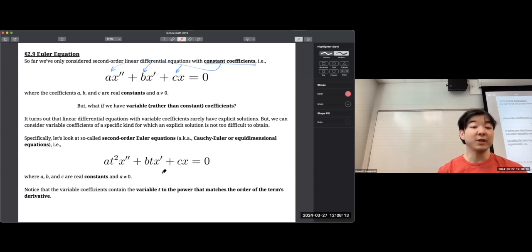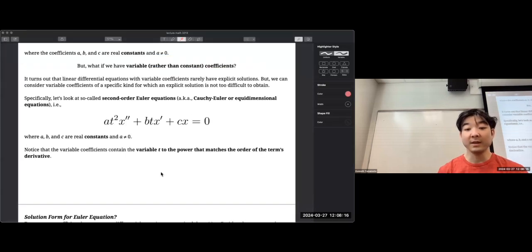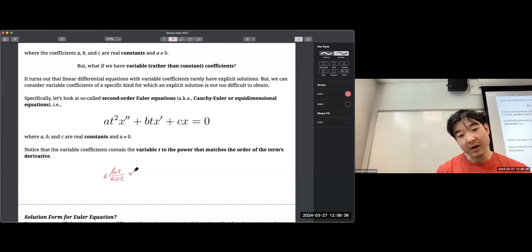In general, you could do even more than that. You could have something more complicated, like, I don't know, ln of t over sine of t or something ridiculous. x double prime plus, I don't know, b square root of t times e to the t x prime plus c over t times x is equal to 0.